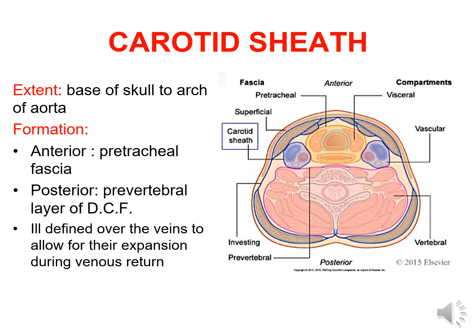Let us now come to another important layer known as the carotid sheath. This carotid sheath extends from the base of the skull up to the arch of the aorta. How is it formed? As discussed, the anterior layer is derived from the pretracheal fascia and the posterior layer is derived from the prevertebral layer of the deep cervical fascia. This carotid sheath is ill-defined over the veins to allow for their expansion during venous return.